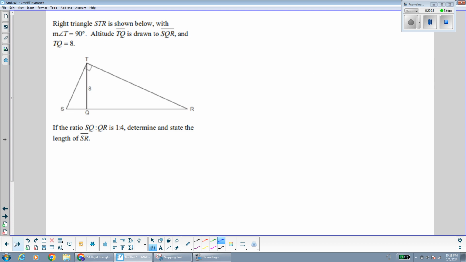We're going to do a few more examples. In this one, we have the same situation, big right triangle with an altitude drawn to its hypotenuse. And we're told that SQ and QR are in a ratio of 1 to 4. So I can represent SQ as 1x, and I can represent QR as 4x. And we're looking for the length of SR. Let's ask ourselves, hills or SAS? And we do have information about the altitude, so we're going to use SAS here.